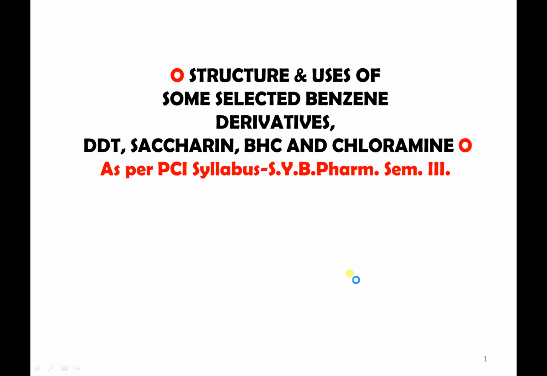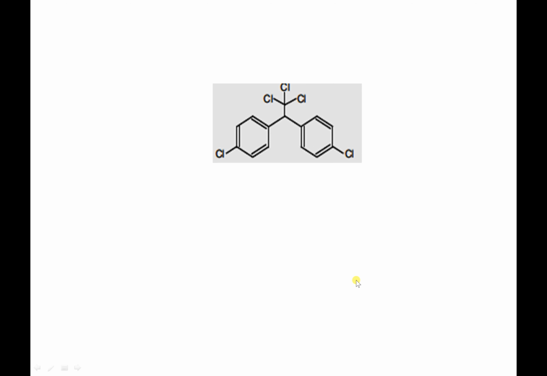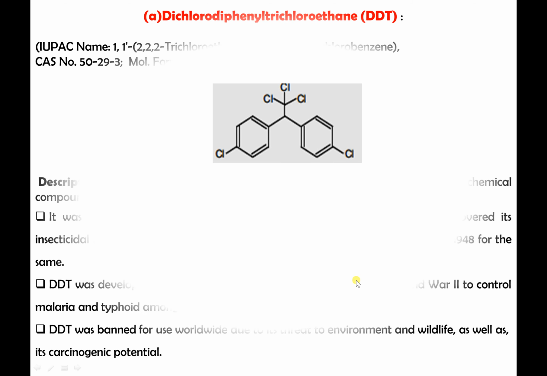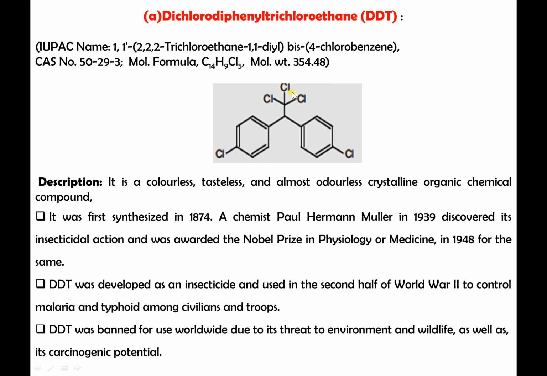The first derivative you will see is DDT. This is the chemical structure and it is basically an ethane derivative. At the one position there are 3 chlorine atoms, at the 2 position there are 2 para-chlorophenyl moieties. So the IUPAC name is 1,1,1-trichloro-2,2-bis(4-chlorophenyl)ethane.